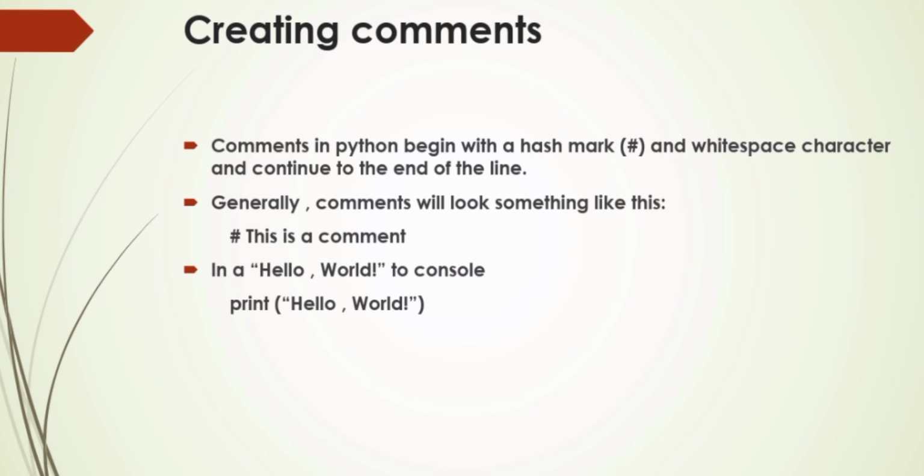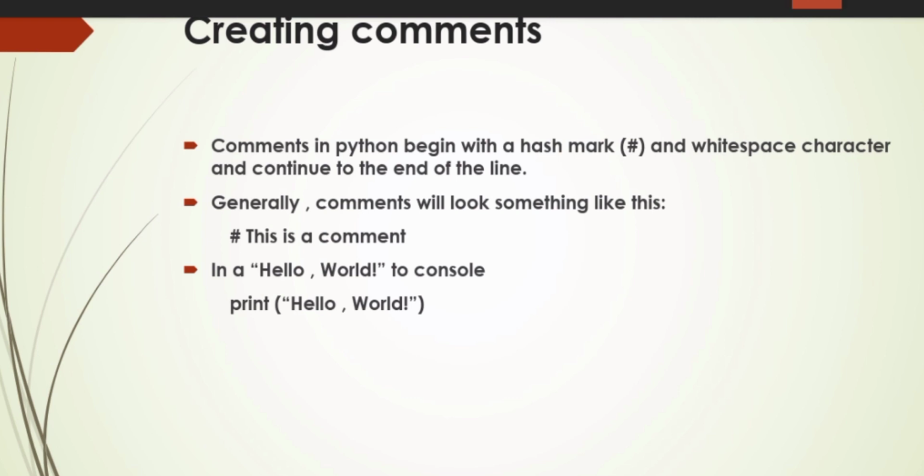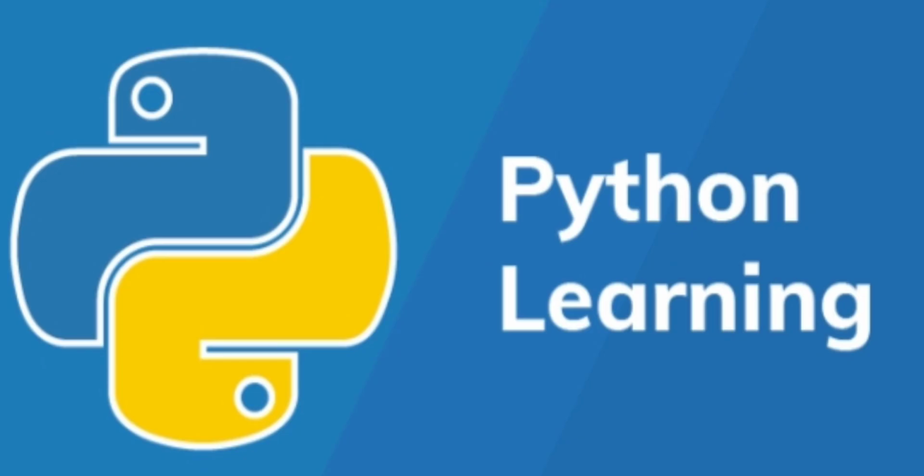Creating comments. Comments in Python begin with a hash mark and a white space character and continue to the end of the line. Generally, comments will look something like this. Unlike C++, in Python you begin with a hashtag if you want to comment.